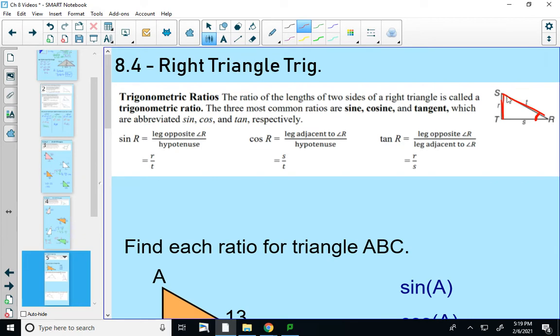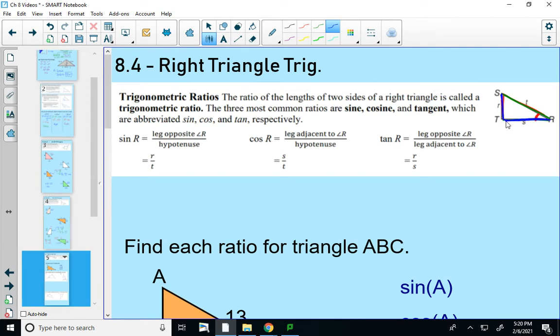Our next relationship is cosine. Cosine is adjacent divided by hypotenuse. So if I were finding cosine of R, adjacent just means next to. So I would take this side, s, and divide it by the hypotenuse, so lowercase t. And our last ratio is tangent, just abbreviated TAN. Tangent is your opposite leg divided by the adjacent leg. So tangent of that angle R would be lowercase r divided by s.